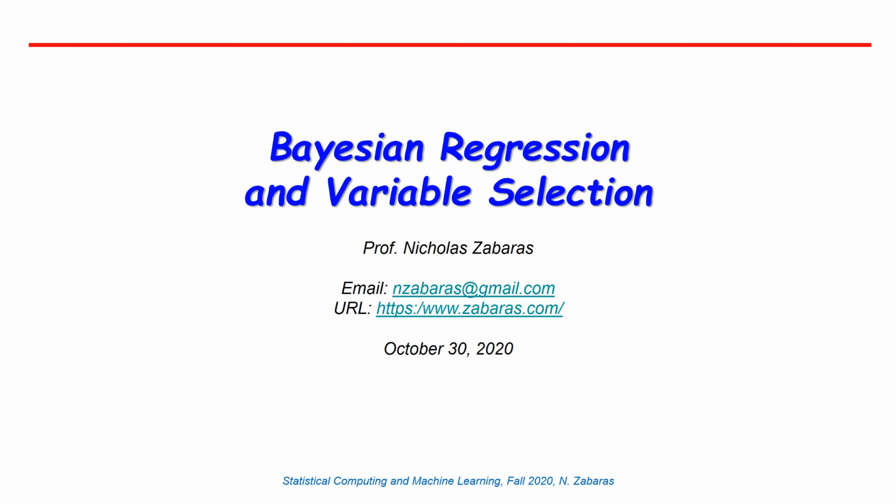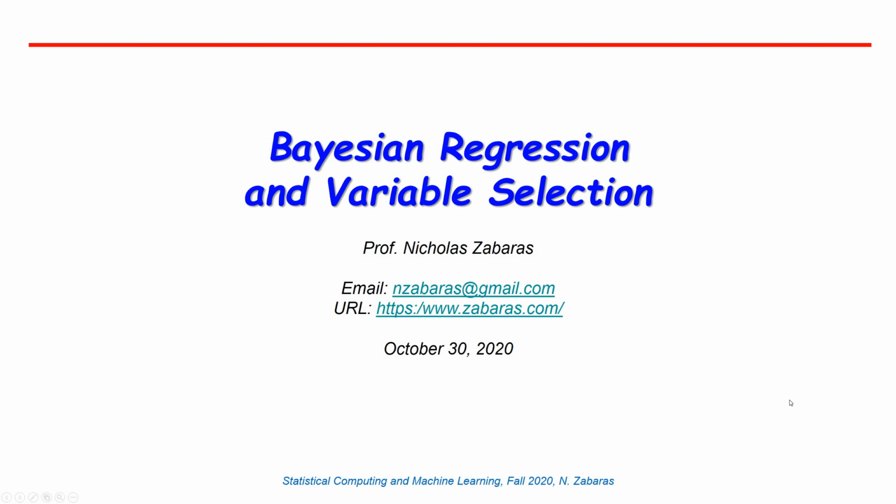We continue our lectures on statistical computing and machine learning. The lecture today is a continuation of an earlier lecture on Bayesian regression and variable selection. So we will talk more about variable selection and using Gibbs sampling in the second half of the lecture today.